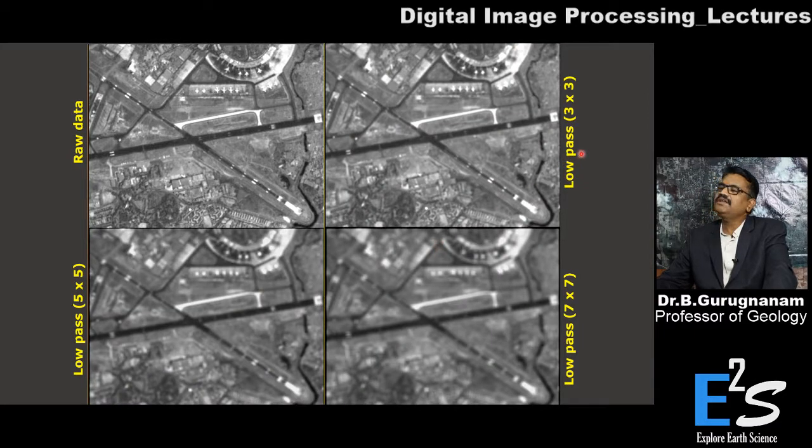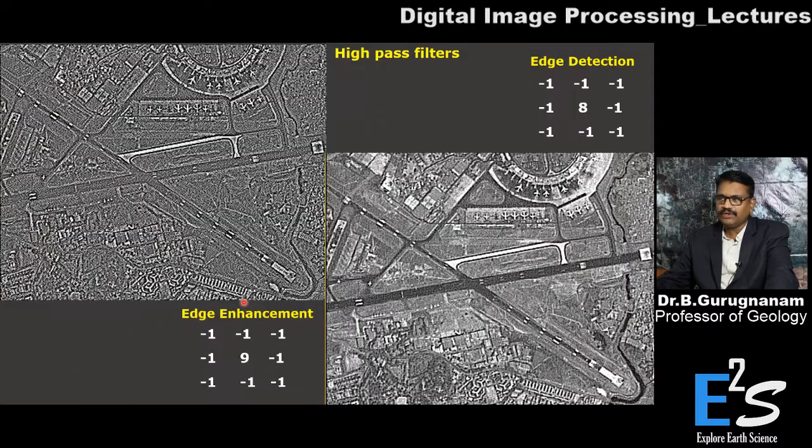This is 3 by 3. This is the raw data, 3 by 3 kernel, 5 by 5 kernel of low pass, and the 7 by 7. But all this depends upon where you can use this. It depends upon your experience working with this type of analysis. In image processing, experience will improve that, where you can put up your effort.